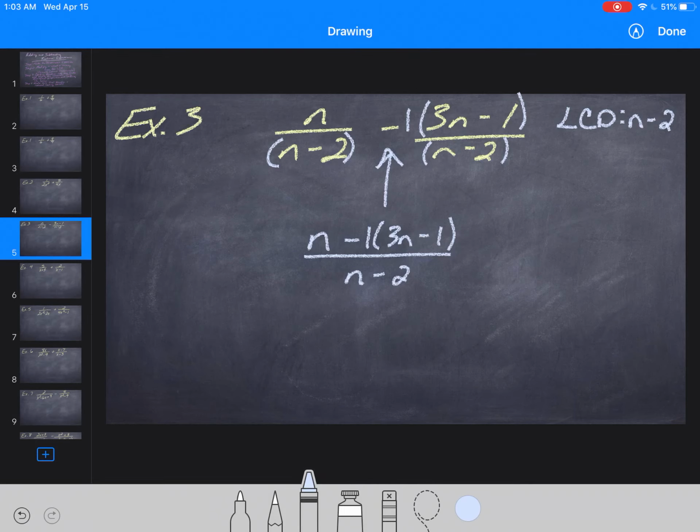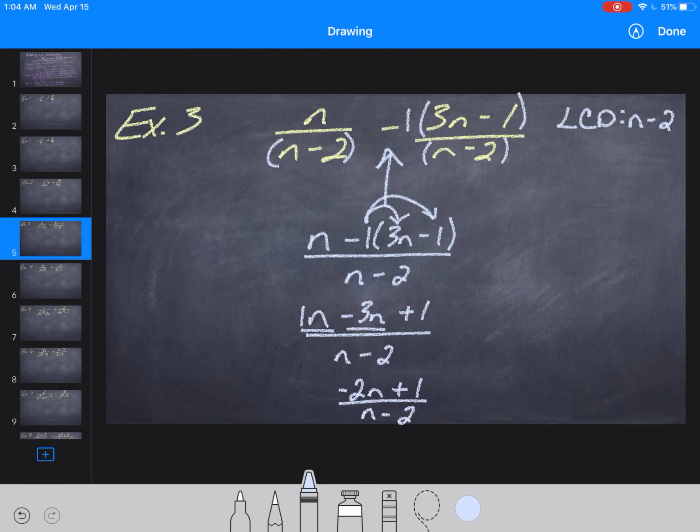So remember, we use the distributive property and combining like terms to simplify our numerator. I have n, -1 times 3n gives me a -3n. -1 times a -1 gives me a +1 all over n minus 2. Then I want to go ahead and see what I can combine in my numerator. Well, I have a 1n minus a 3n. Well, that gives me a negative 2n plus 1 all over n minus 2.